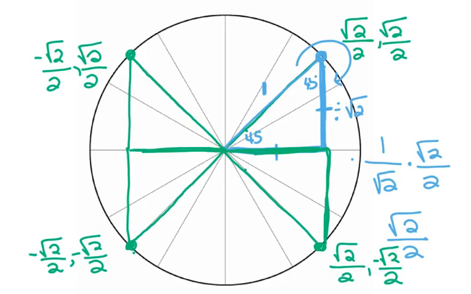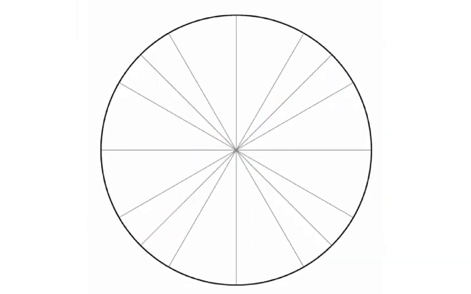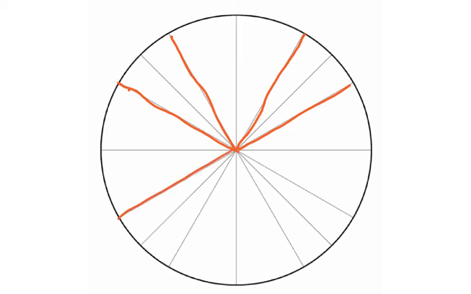All right, last but not least, let's talk about our 30 degrees. So I'm going to draw our 30 degrees on here. There's 30, there's 60, there's 120, there's 150, there's 210, 240, 300, and 330. So we need to find the coordinate points of all of those points.